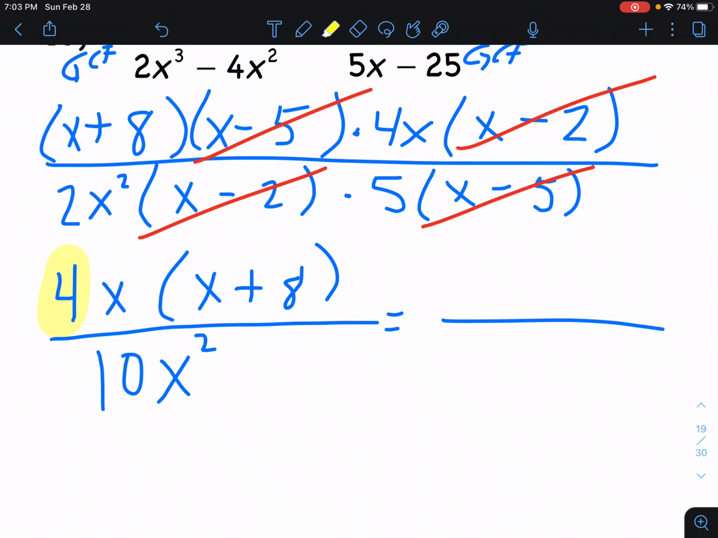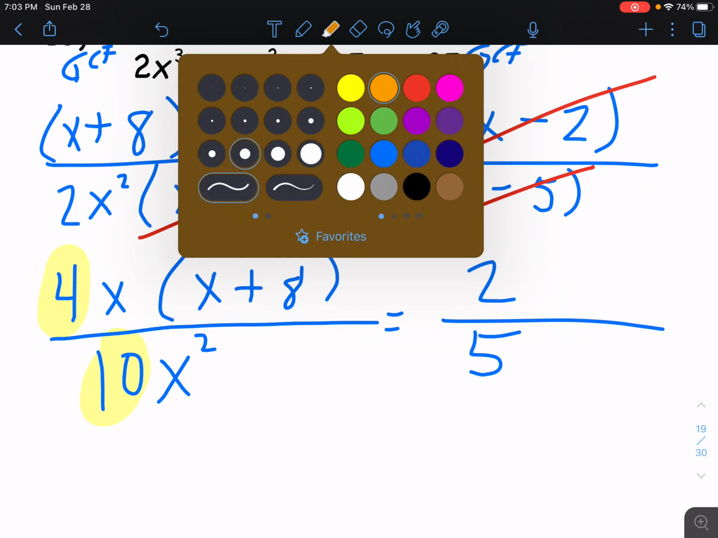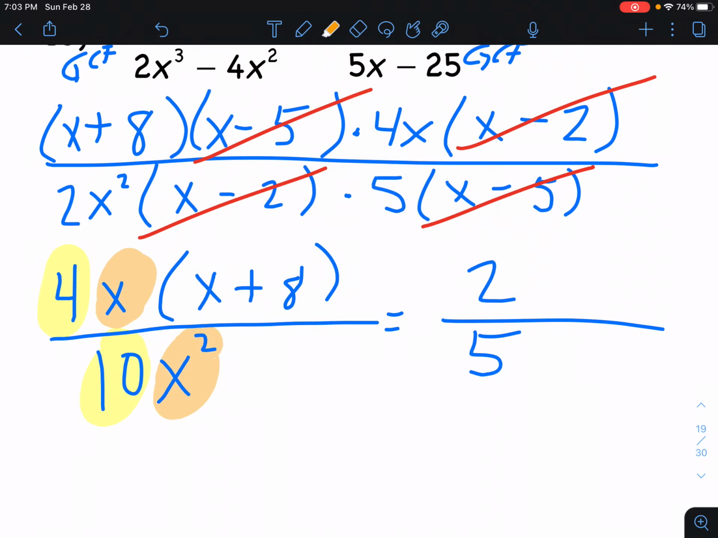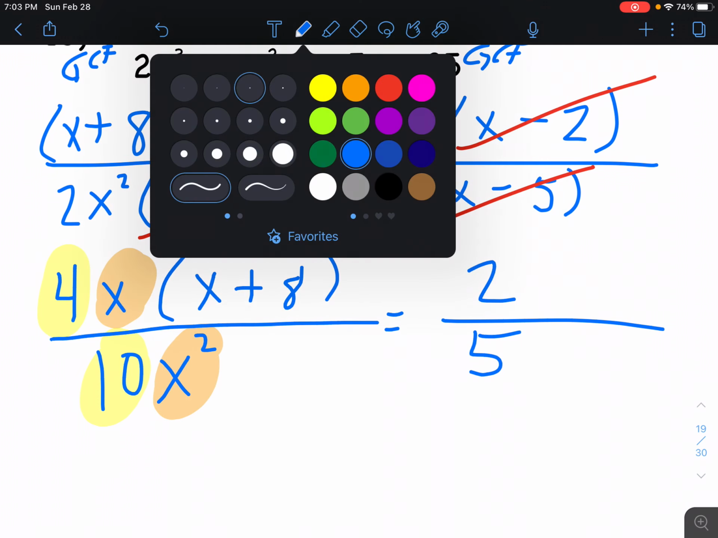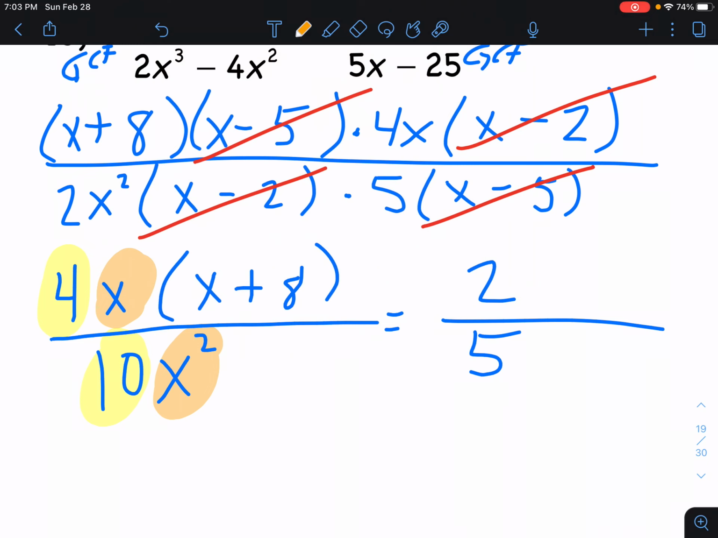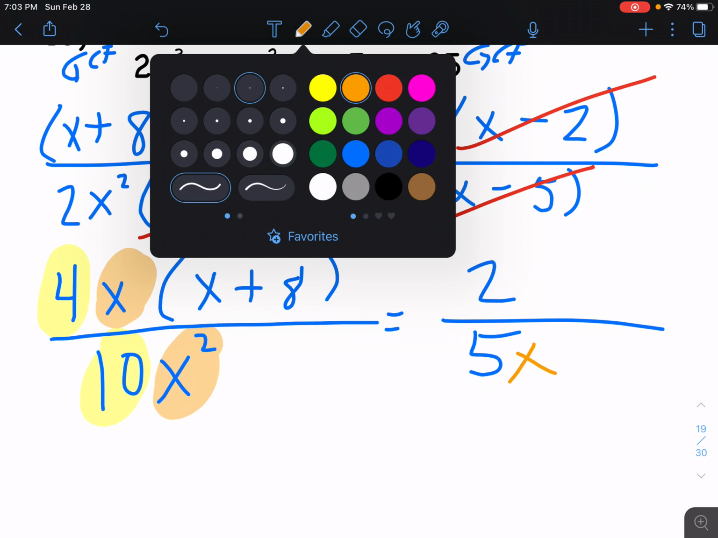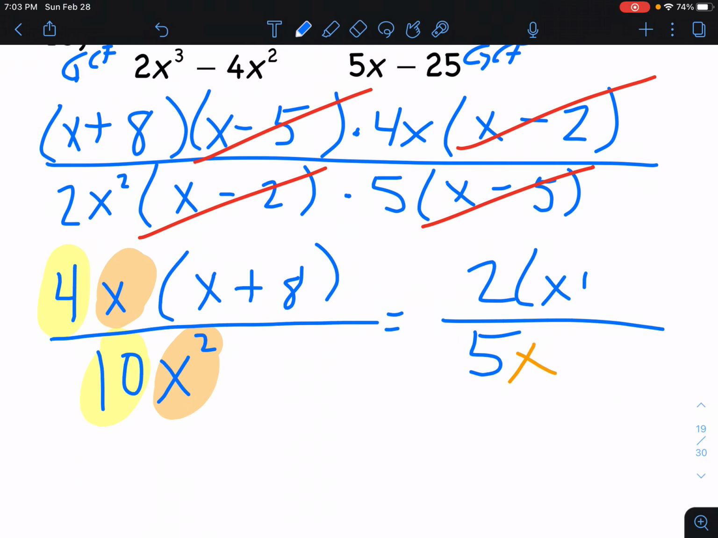So 4 over 10 reduces, they each divide by 2 to have 2 over 5. And then x divided by x squared, that would be x on the bottom, or 1 over x. And then carry over your x plus 8. And there's your answer.